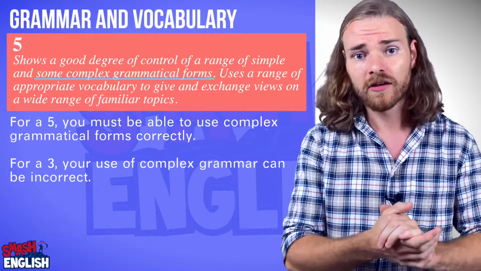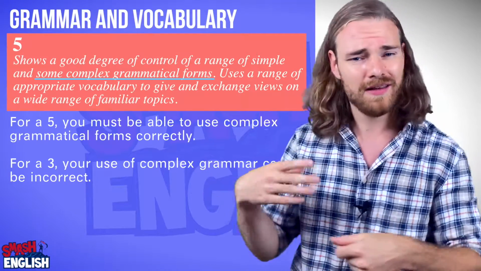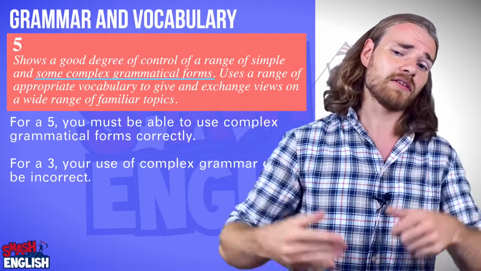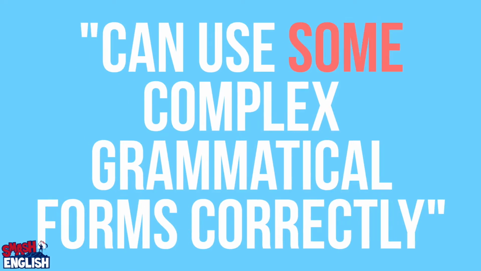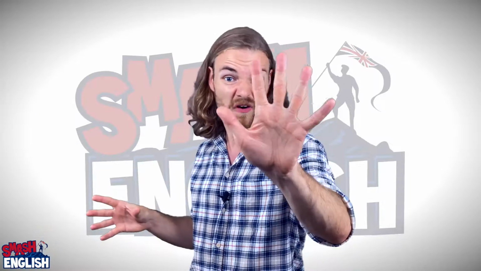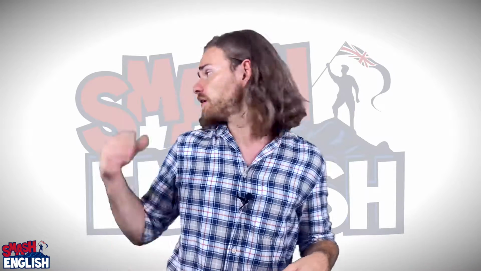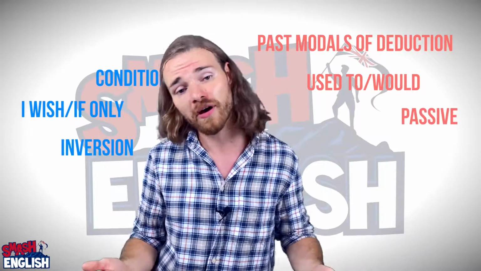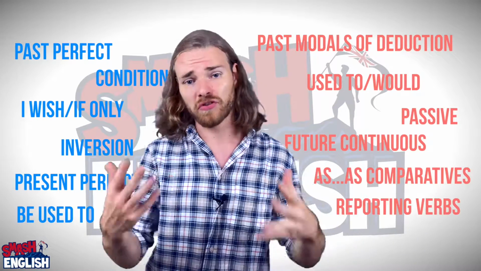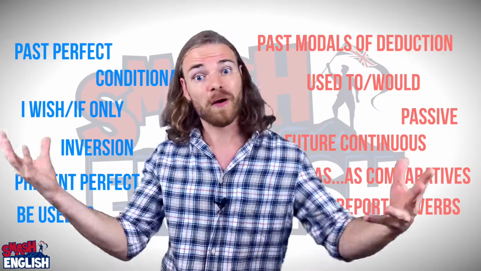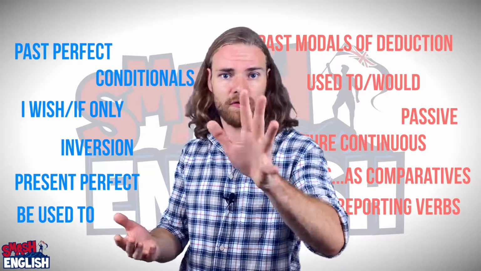All you need to do is show the examiner that you are aware that these grammatical structures exist. To score a 5, you have to say, hey, I know that the third conditional exists, and I can use it. Look at me. However, remember that to get a 5, it says can use some complex grammatical forms correctly. To get a 5, you can still make some mistakes. See, it's easy. Here are some examples of complex grammar, and it is really easy to insert them into your speaking. If you want to know how to use them for Part 1, watch my video about Part 1 of the Cambridge B2 First Speaking Exam.